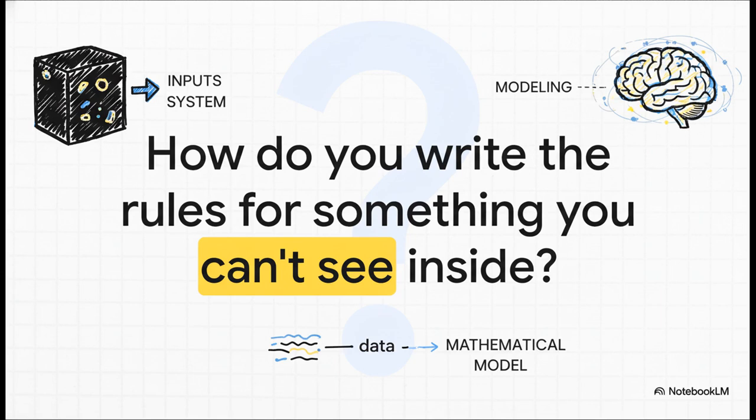Imagine you've got this complex machine, or maybe it's a biological process, or even the stock market. You can poke it with some inputs, and you can measure what comes out. But what's happening on the inside? Its guts are a total mystery. It's a black box. So how on earth do you write an equation, a set of rules that can predict what that box is going to do next?